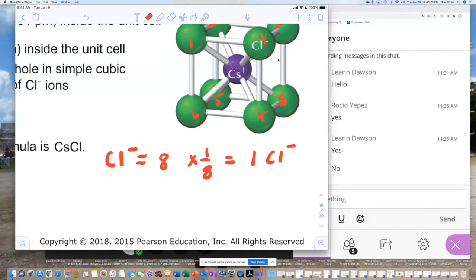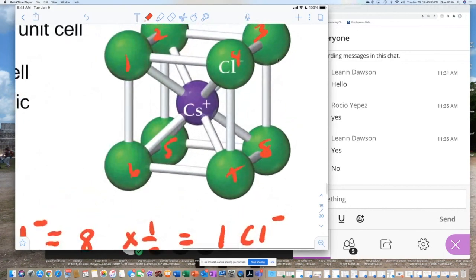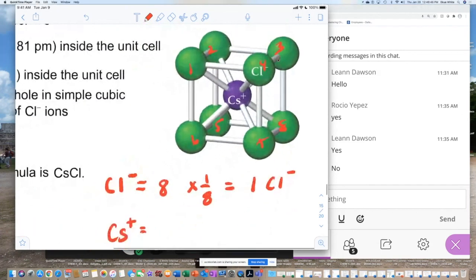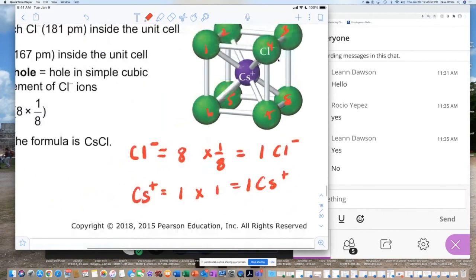Okay, what about cesium? How many cesium ions, Cs plus, do we have? What do y'all think? Where is the cesium located in the unit cell? The center, so it should be 1, correct? Right. It's in the center, so it's just 1. So 1 Cs plus.